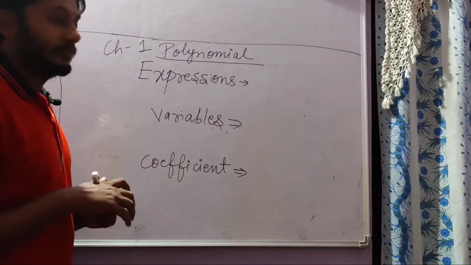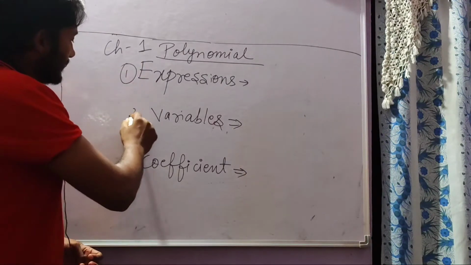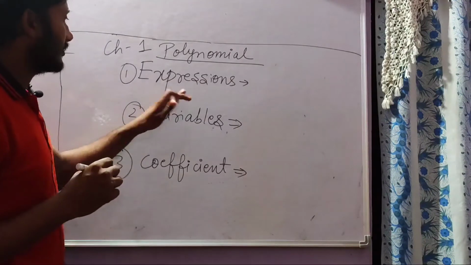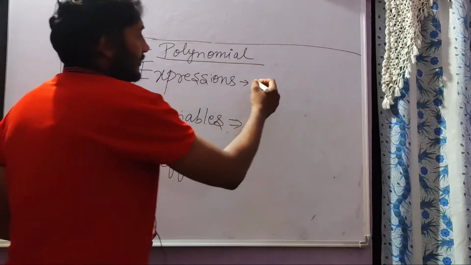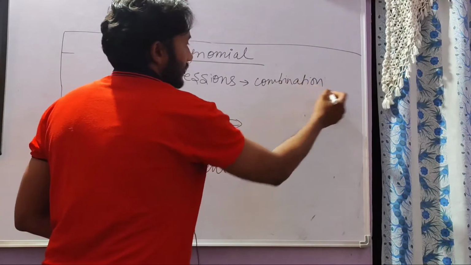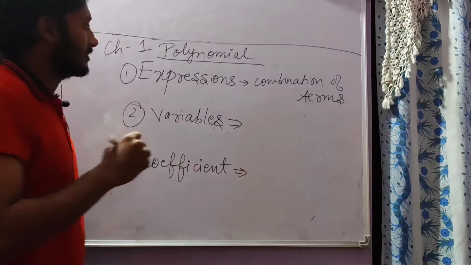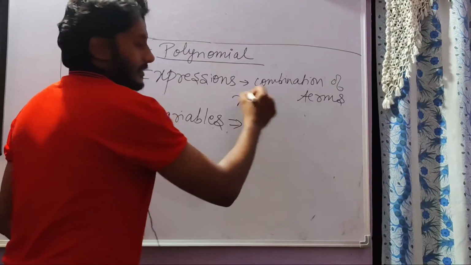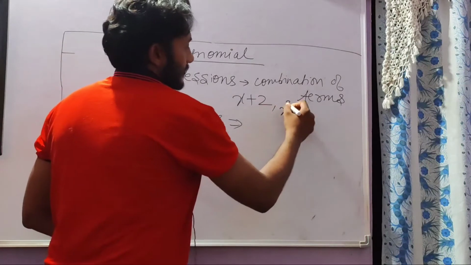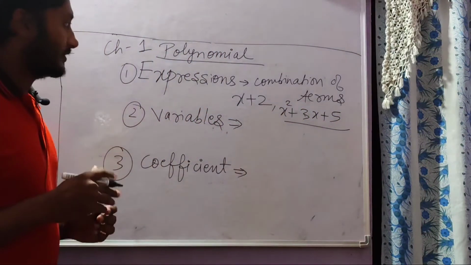So in the definition we came across three words. The first one was expression, the second one was variable, and the third one is coefficient. Okay, the first one is expression. An expression is a combination of terms. Example, x plus 2 is an expression, x square plus 3x plus 5, this is also an expression.